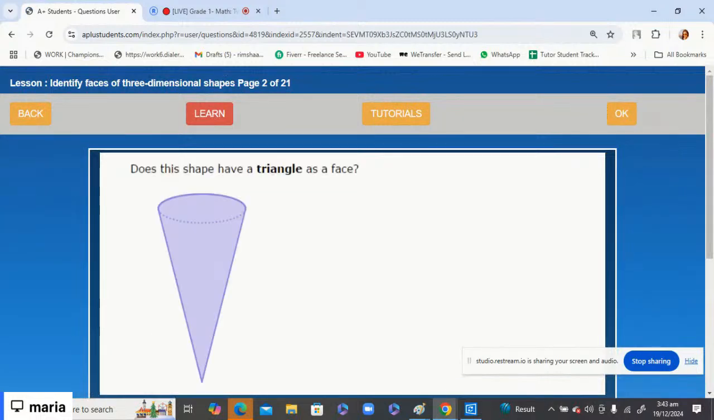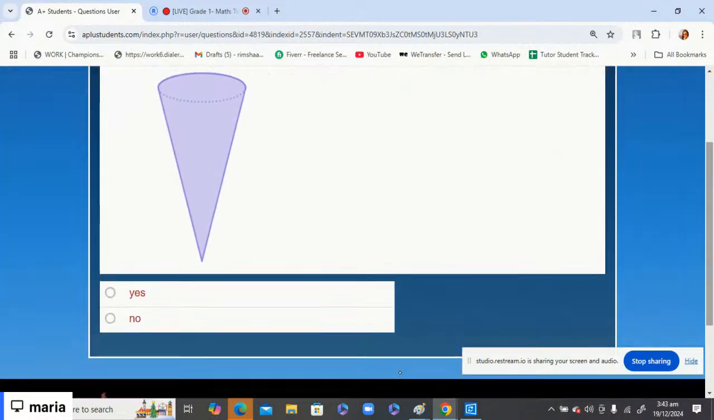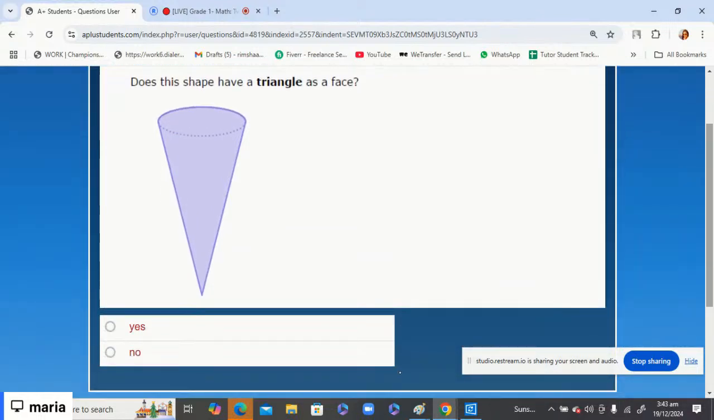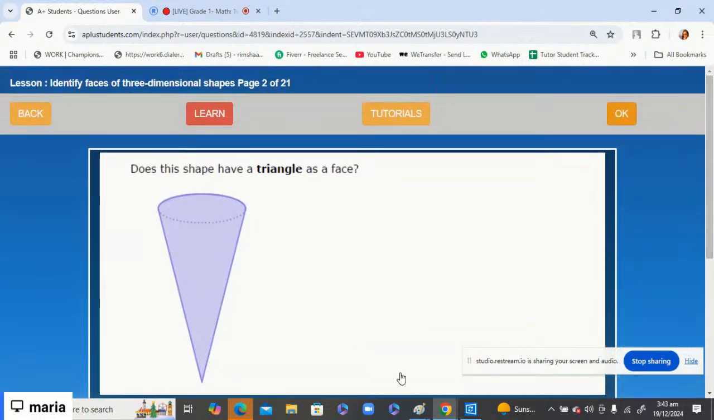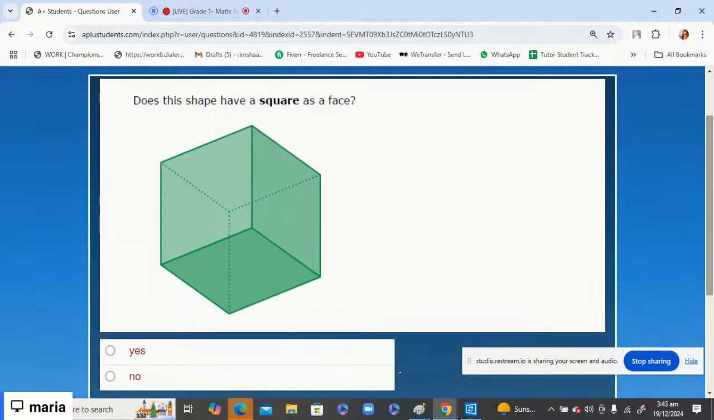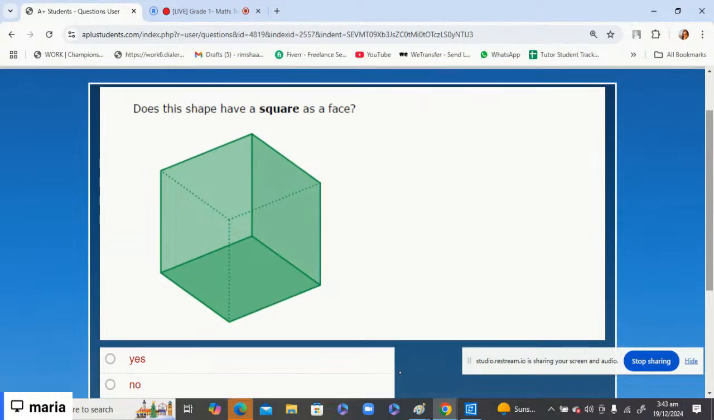Does this shape have a triangle involved as a face? So look at here. There is a circle which is involved in here. So you can say that no, there is no such thing in it. There are only circles involved, okay? Does this shape have a square as a face? Look at here, the squares. These are all squares. So you can say that yes.